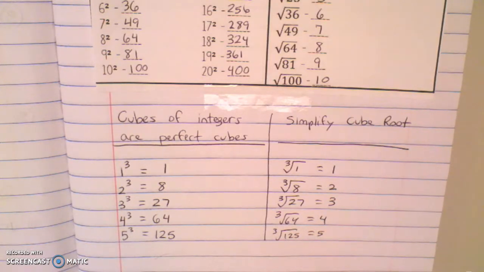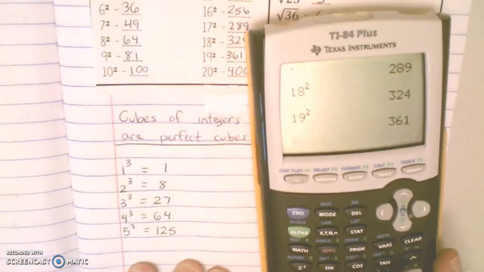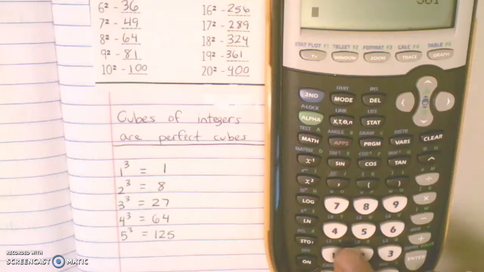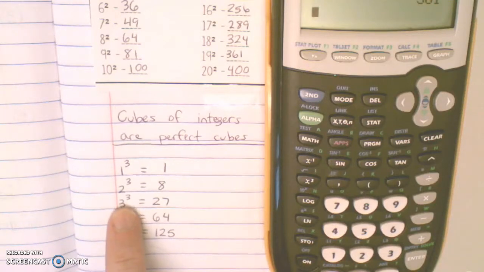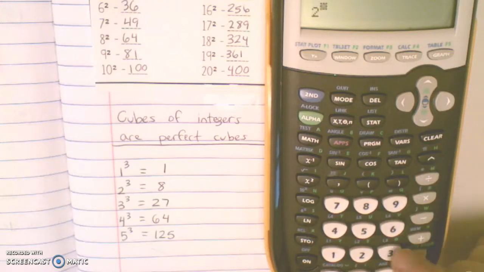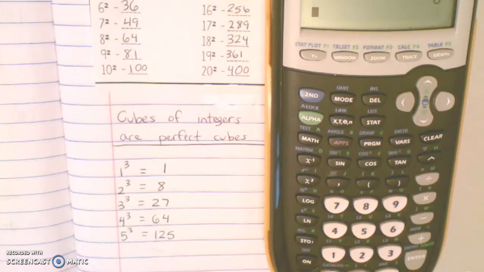So on your calculators, if you want to do cube roots and cubes, you have to use different buttons. If I wanted to raise something to the third power, I would type in my numbers. Let's say I want to do 2 to the third power. I would do 2, and then you hit this caret button for a different exponent. So 2 to the third, you have to shift out of there, is 8.